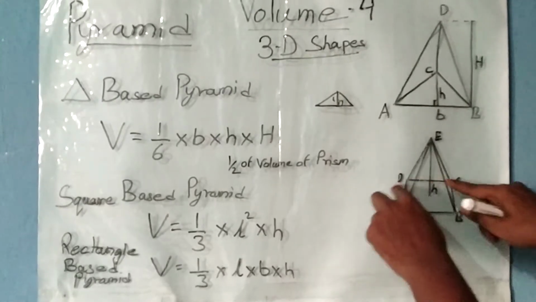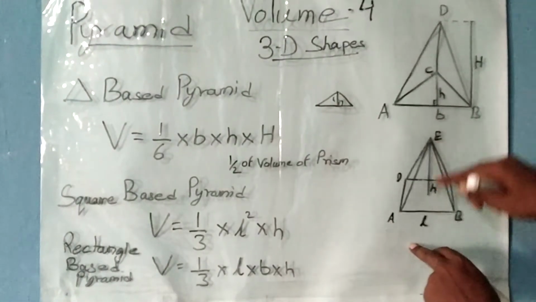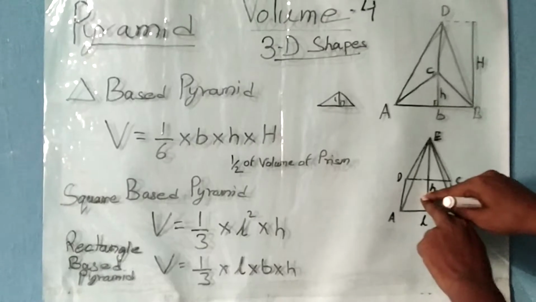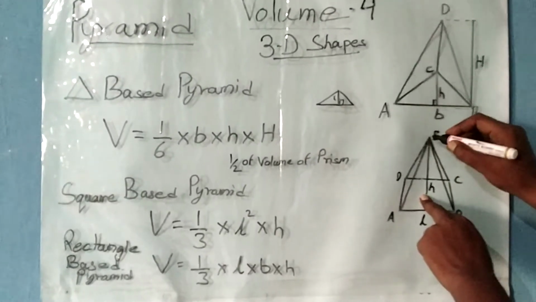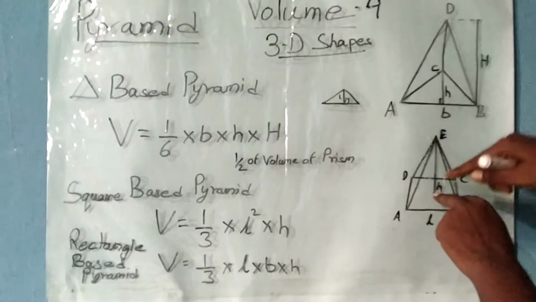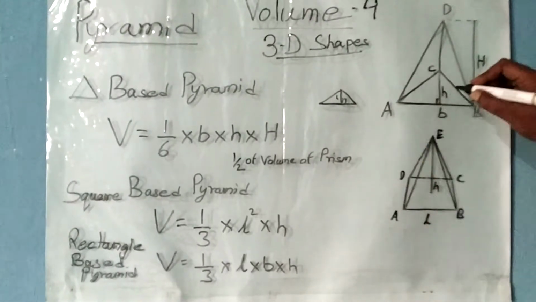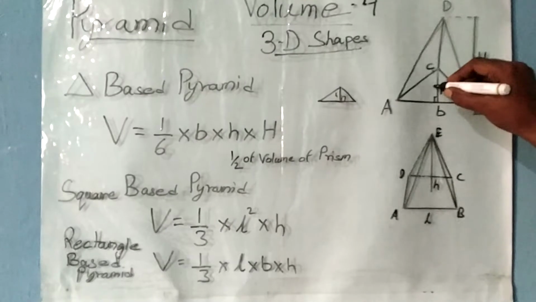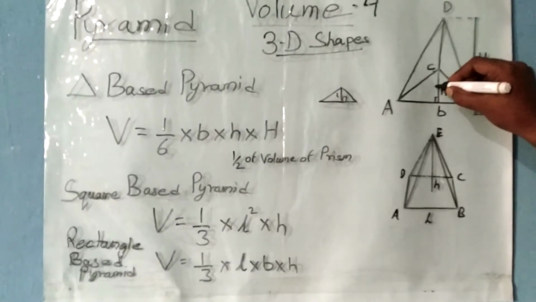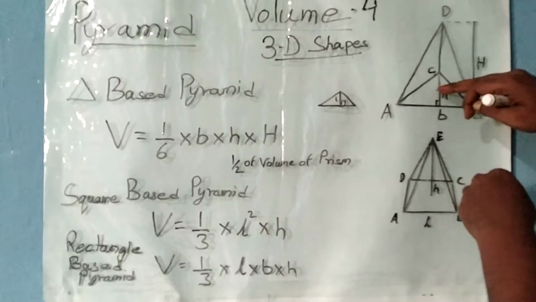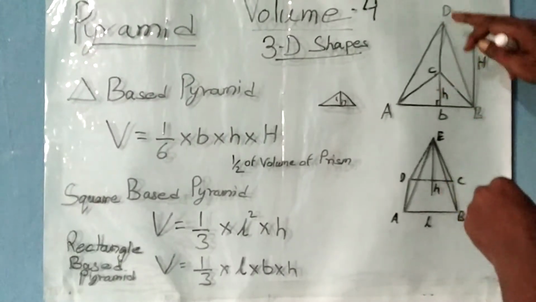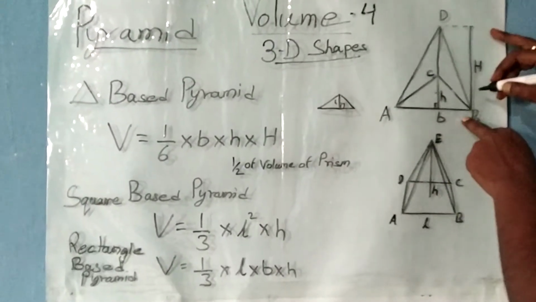Suppose I have drawn one square base pyramid, so the height is from the bottom. Suppose this is the base. So from that it is perpendicular. This height is perpendicular to the base. In the same case here also, from here it will be somewhere here, that will be the middle of the base. It will be perpendicular to this base. So this is the height I have taken.